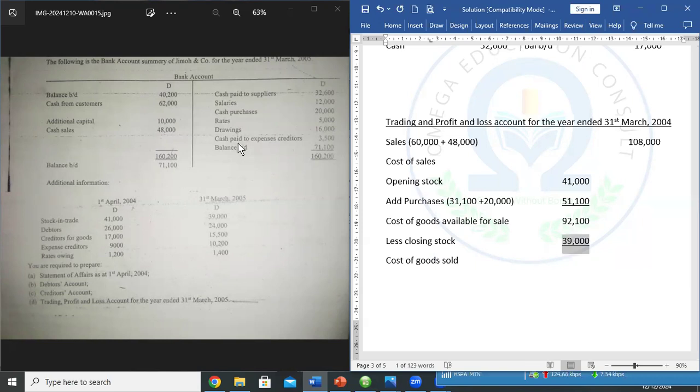What we have is salaries. That will be in the profit and loss account. So there is no wages and no direct trading expense specifically given in this question. So our cost of goods sold will be the cost of sales. So 92,100 minus 39,000 should give us 53,100. So we less that from our net sales and that will give us our gross profit.